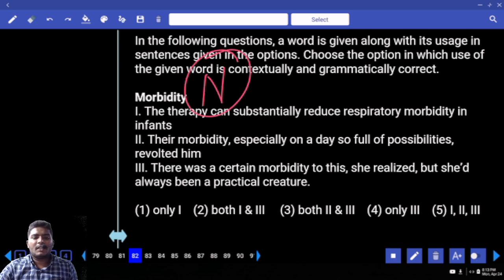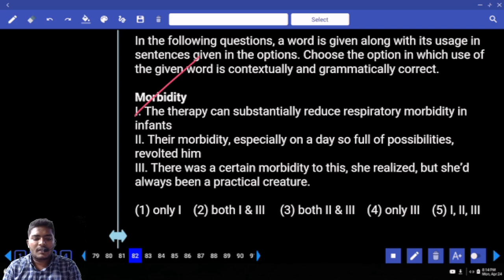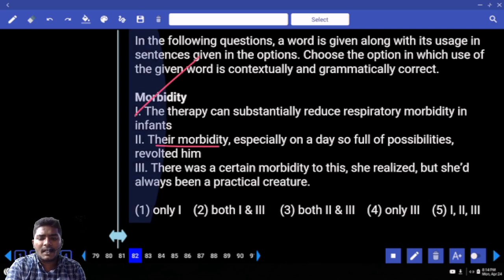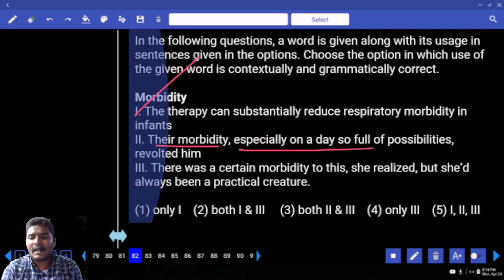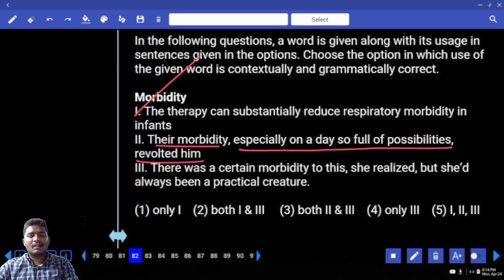Noun form. Look at the first one. The therapy can substantially reduce respiratory morbidity in infants. It can reduce respiratory problems. Is that meaningful or not? Yes. First one is fine. Look at the next one, second one. Their morbidity, especially on a day so full of possibilities, revolted him. Can we go for this or not?